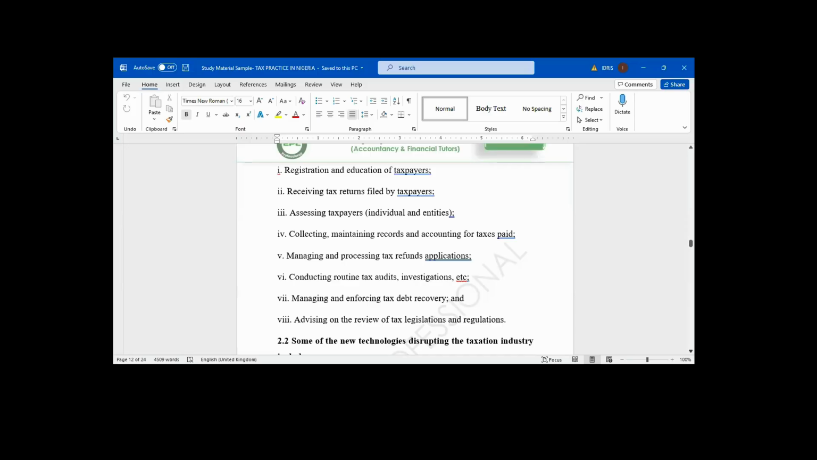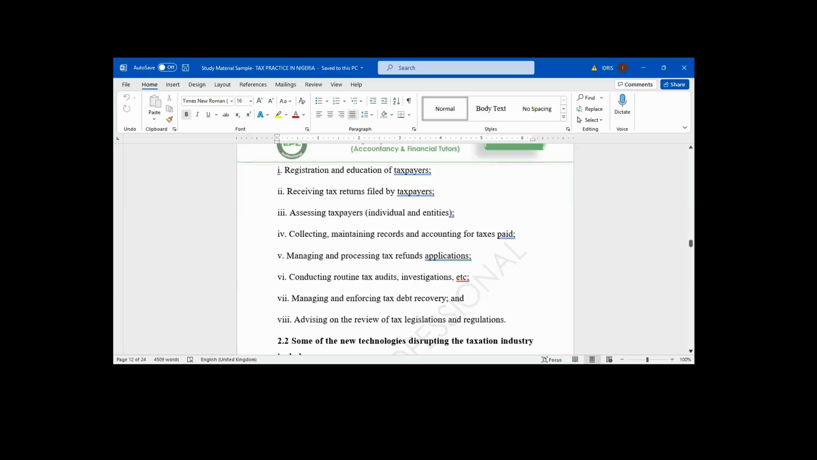Another role of tax administration is receiving tax returns filed by taxpayers. If a taxpayer files a tax return, it is the tax authority that will receive it and review it to determine whether it is correct or wrong. So receiving tax returns is one of the responsibilities performed by tax administrators.